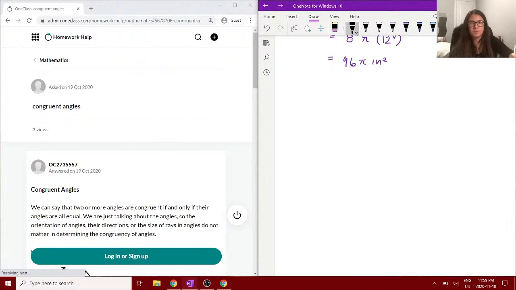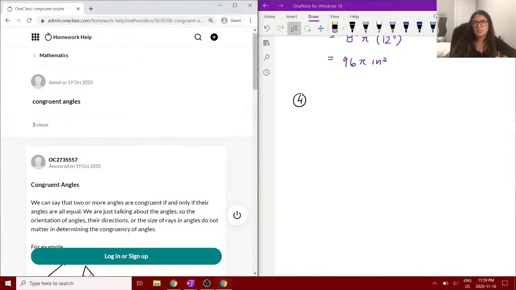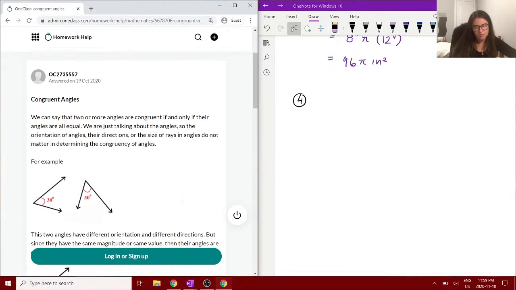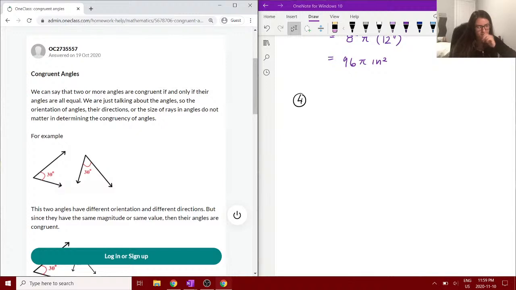So, example number 4. So this example doesn't really have a question, but we're going to say it's asking about congruent angles, and I guess we're going to describe what exactly they are, right? So, congruent angles, they're basically two angles. Here, I'll draw what they have here, right?